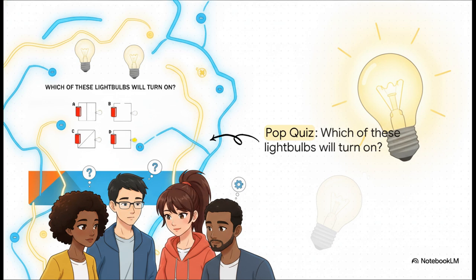Once you figure that out, I challenge you to look around your own house. What other invisible paths of electricity are just waiting for you to close the loop?